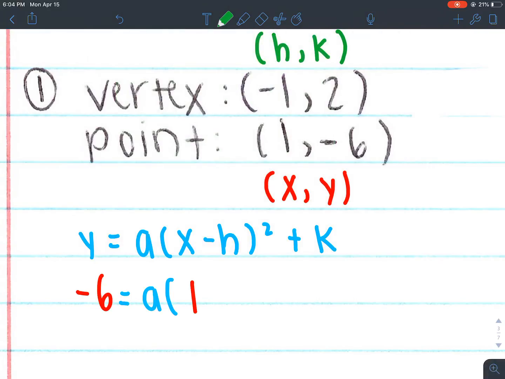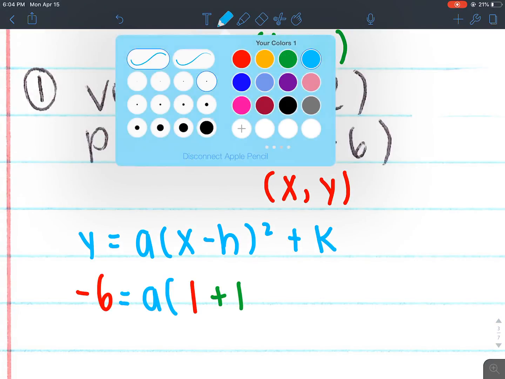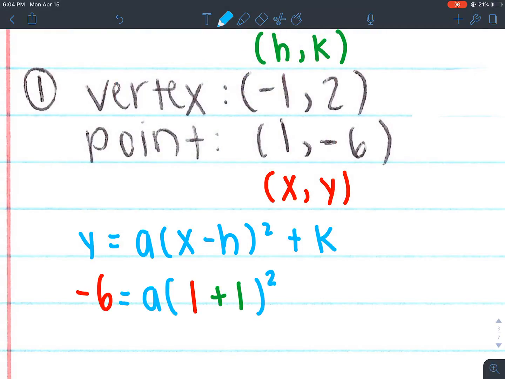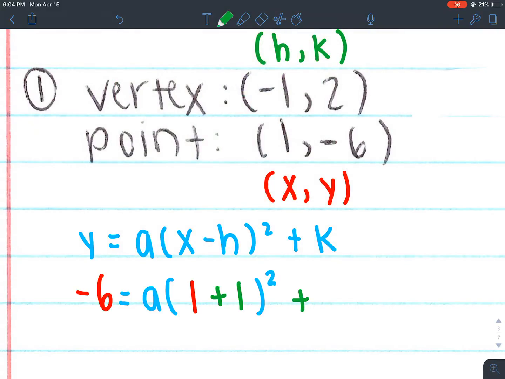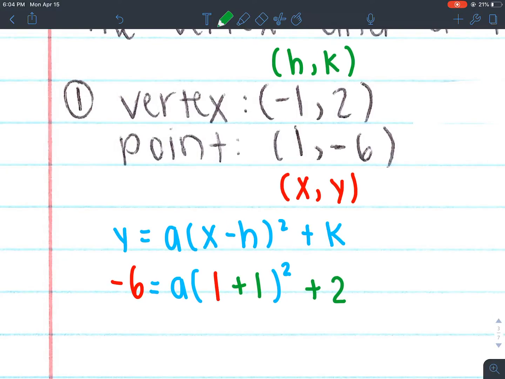Okay, and now do I know my h? My h in my vertex is negative 1, so when I plug it in, it'll be positive 1. Okay, and then my k value is 2, so that would be plus 2, positive 2. Okay, so I match the colors. So my vertex is in the green, and my point is in the red.